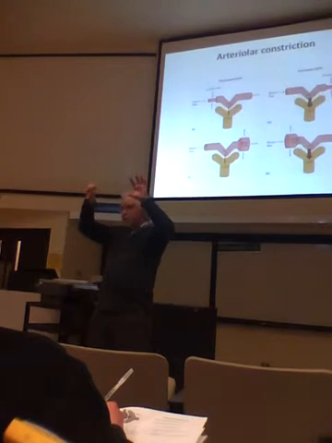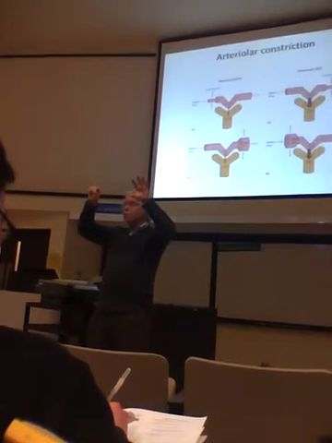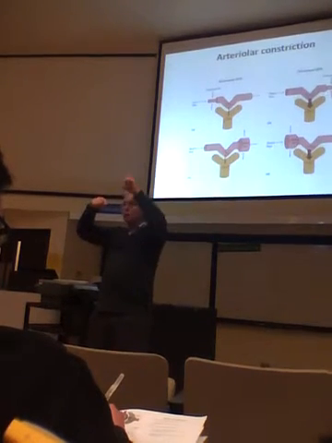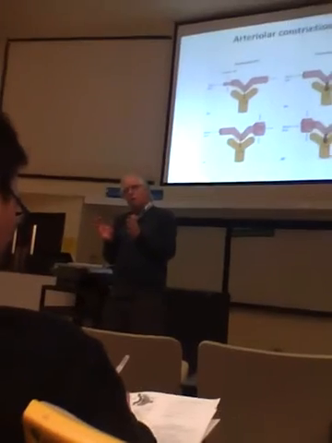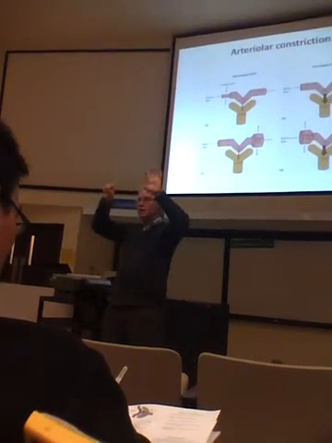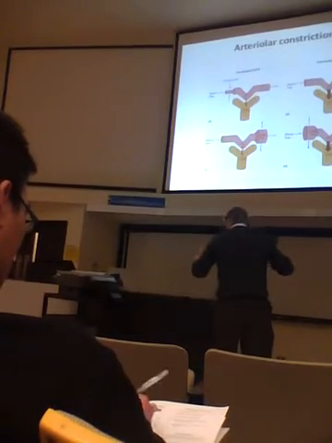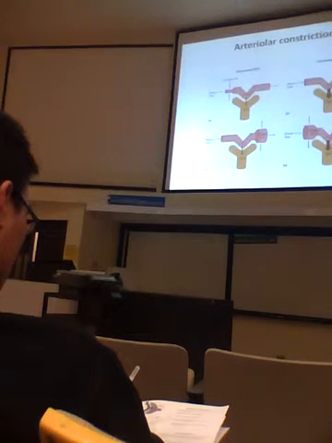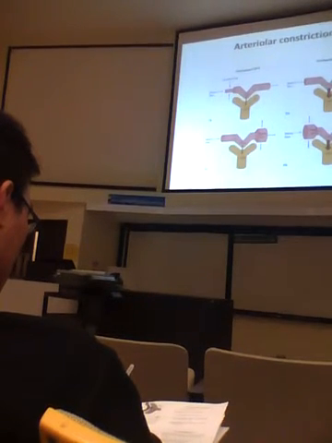Similarly, if I constrict the efferent arteriole, it's going to stop blood getting out. What's that going to do to the pressure? It's going to go up. Filtration will go up. So we can control the pressure in the glomerulus by constricting and dilating the vessels on either side of it. So that's what this picture shows you. And that's really the backbone of this process called autoregulation.